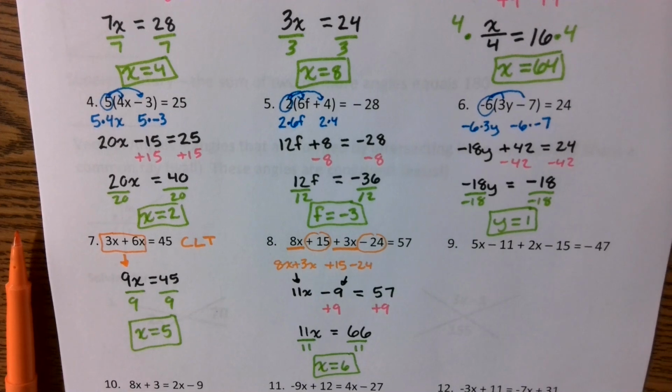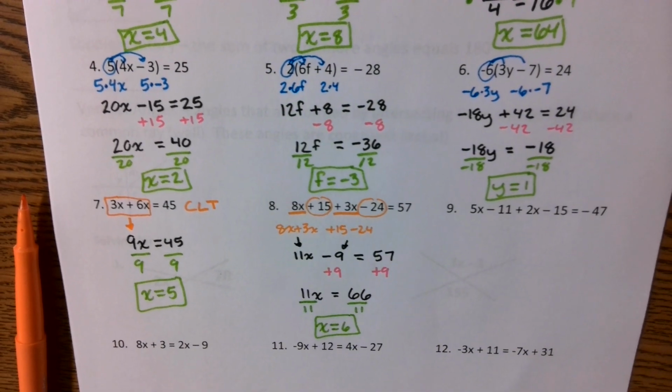Okay, do you have a question? No, you want to answer? All right, go ahead. Gymnast, what did you get for number 9? X equals negative 3. Good.